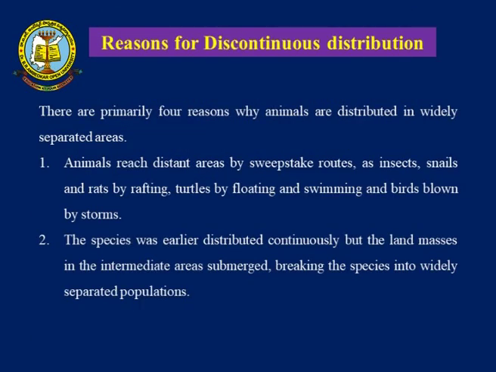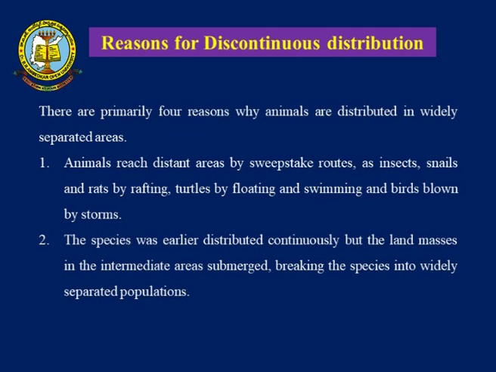The reasons for discontinuous distributions. Animals reach distant areas by sweepstake routes, that is, they can move by flying or by rafting or by floating, like what the snails and the rats can do by rafting, turtles by floating, and birds blown by storms.